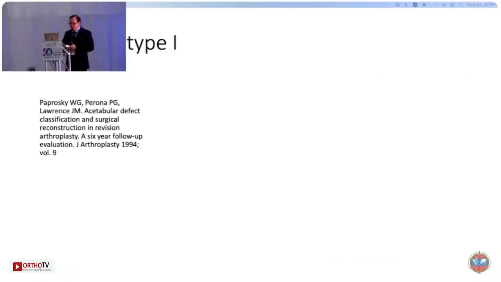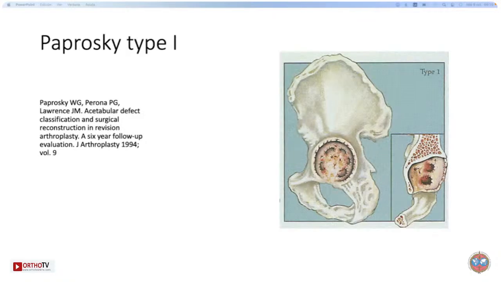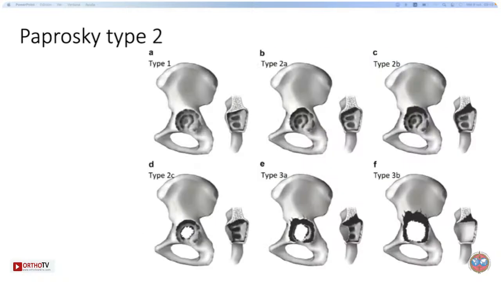I would like to discuss Paprosky type 1 defects. They have minimal focal bone loss with maintenance of the hemispheric shape of the acetabulum. The supporting structures, including the acetabular walls and columns, are intact and with no hip center migration. You can see the ischium, teardrop, Kohler's line, and no hip center migration.